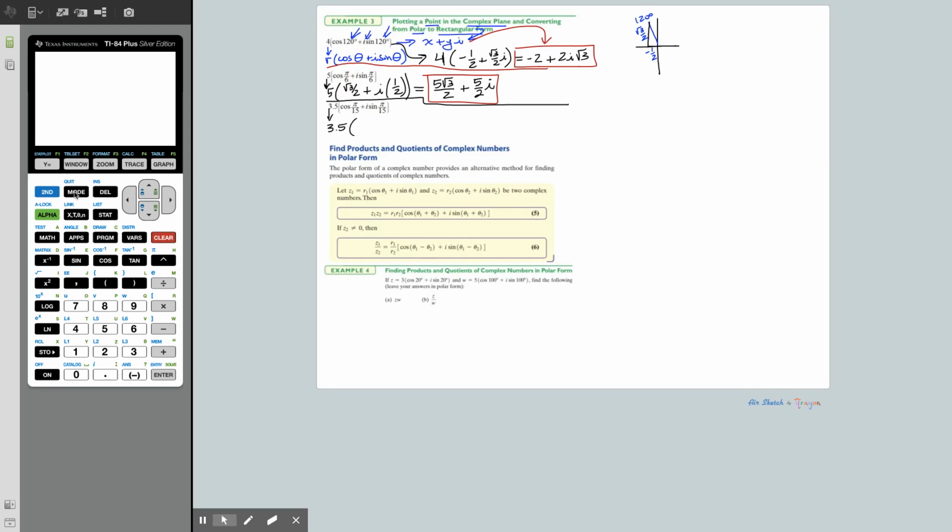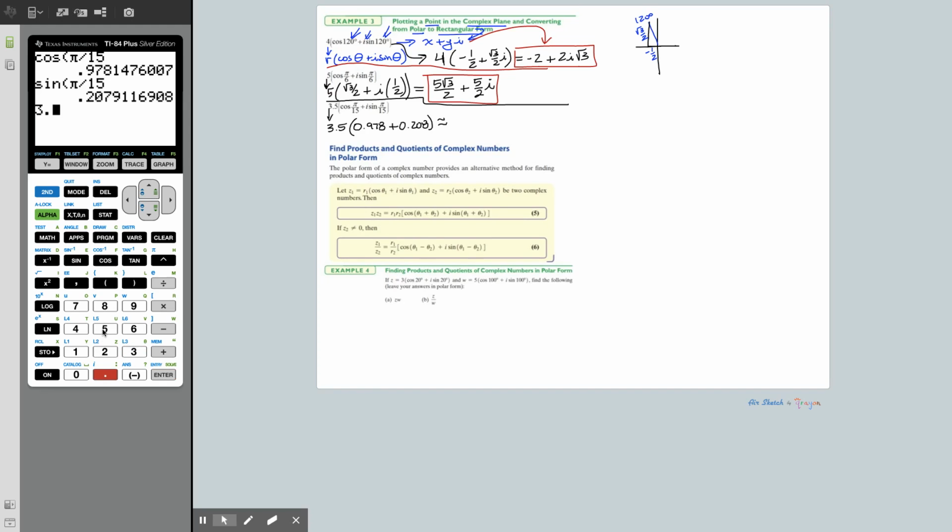I'm going to make sure that I'm in the right mode, radian mode. And I'm going to do the cosine of pi over 15 and just round to 3 decimals, 0.978, plus i times the sine of pi over 15 as well, pi divided by 15. So when I do that, I get 0.208. And then if I distribute that, again, this is an approximation, and that's completely fine.